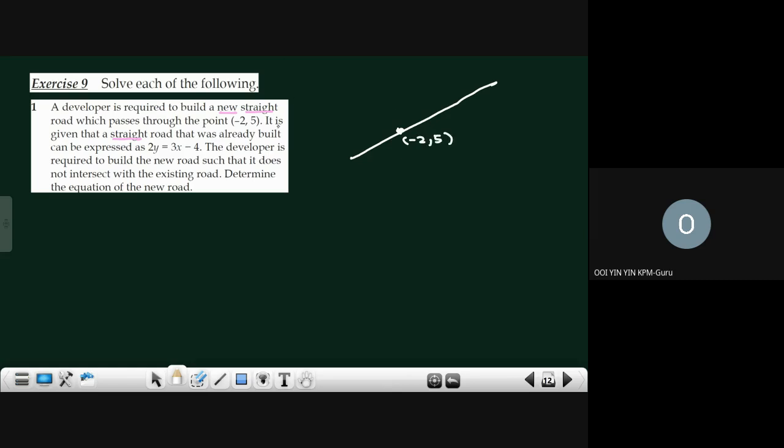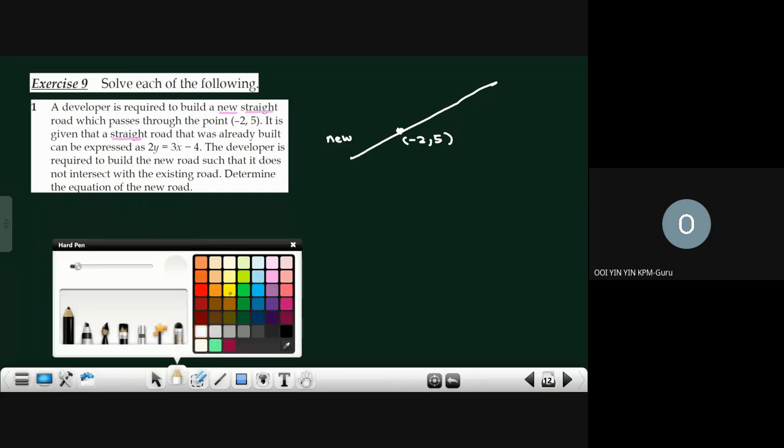And then it is given that a straight road was already built. It means there is another straight road already built, which can be expressed in this equation. The developer is required to build a new road such that it does not intersect. Okay, there are two lines. This is the new one. Then there is another existing road, the old one that already exists.